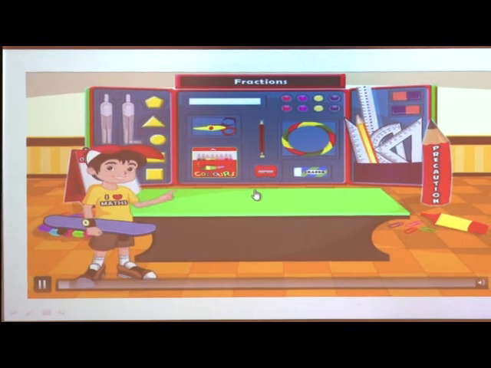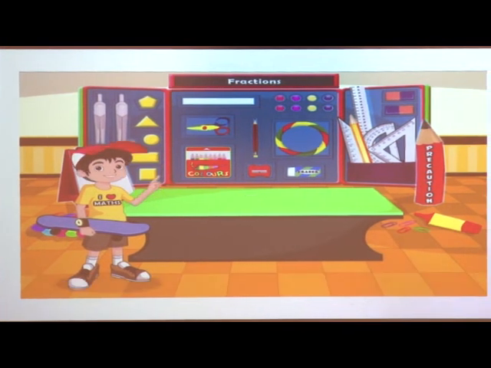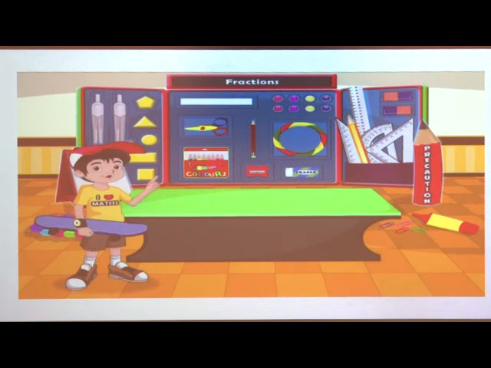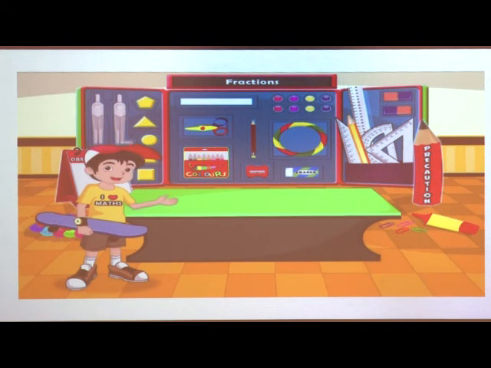Hello, you bright young minds. How are you? Let me explain how to represent fractions, half, 1/3, 1/4, 1/5, etc., by paper folding using rectangular strips of paper.